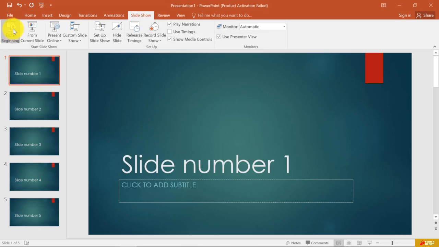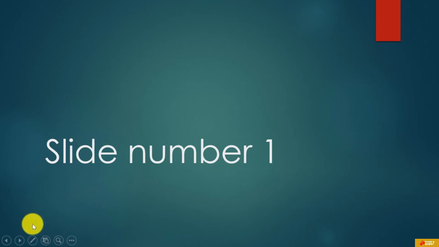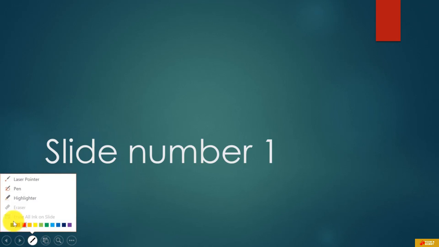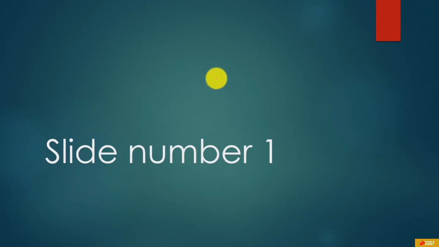Now I will show what this means. If I just click on start slideshow, here at the end you'll see some options. The first one is to advance your slideshow to next and to previous. After that you'll see your pen icon. You can select any color here. You can select pen and you can show any specific area. If you want to point out any specific area, you can use this pen.